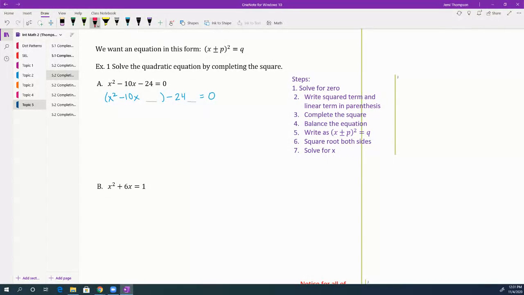Step 3, complete the square. So again, the process of completing the square is to find what number I add so that this is a perfect square. X squared minus 10x, what does this take? So I go through this process and I take half of b, which is 5, negative 5, I'm sorry, and then I square that number. Negative 5 squared is negative 5 times negative 5, which is positive 25.